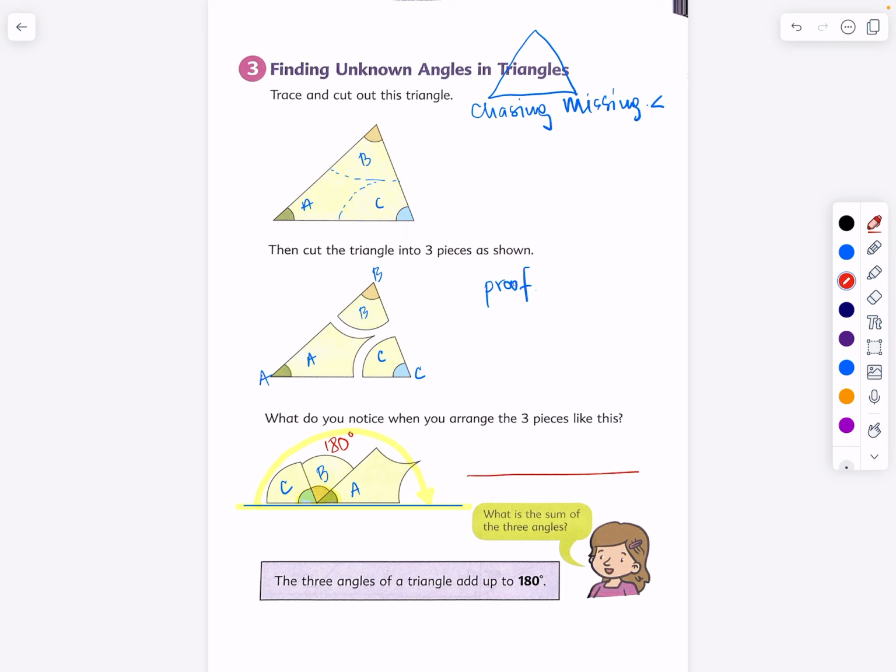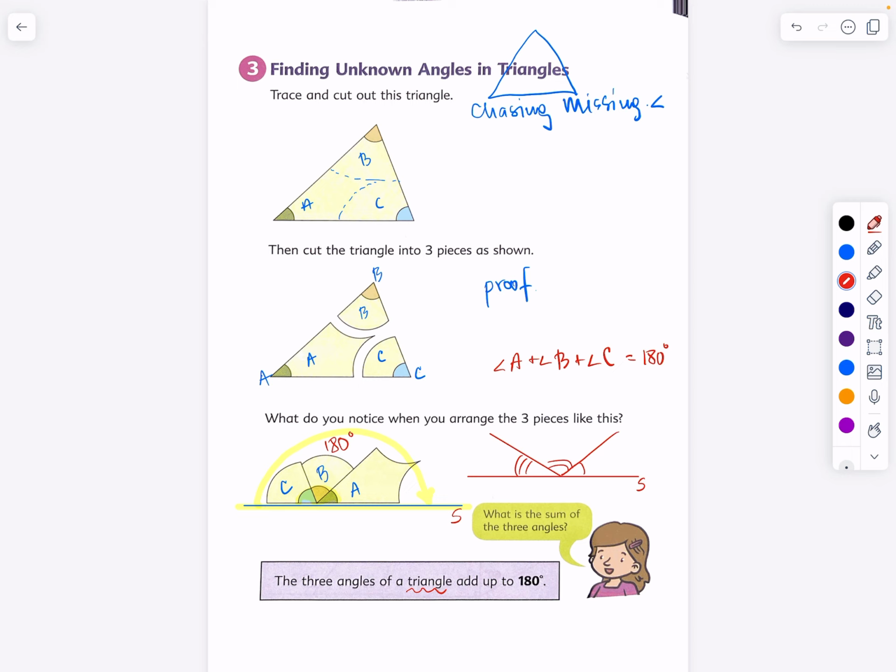So if we have a straight line S, and let's say we have angle 1, angle 2, and angle 3, they will add up to 180 degrees. So, in conclusion, all three angles in a triangle add up to 180 degrees. It doesn't matter what individual angles A, B, and C are, altogether, angle A plus angle B plus angle C for any generic triangle will add up to 180 degrees.